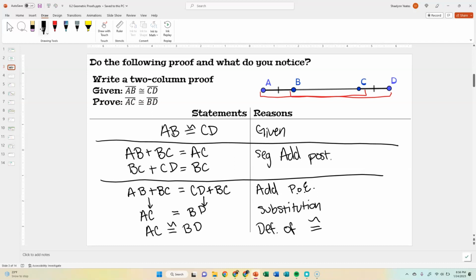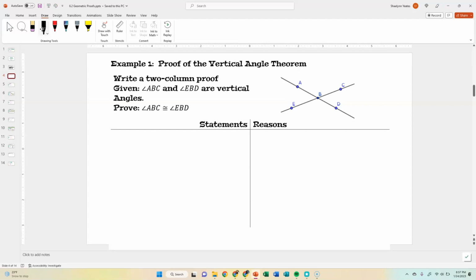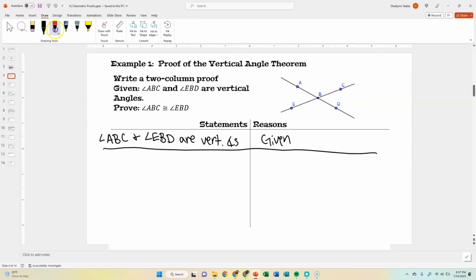All right. So let's go to this next proof. We're going to do this one together, and then you guys are going to do a ton by yourself, and then we'll do one more together. So the proof of vertical angle theorem. The first thing, I can always start with my given, is that angle ABC and angle EBD are vertical angles. And the reason is given. Now that doesn't actually give me a lot of information, not yet anyway. After we prove this, knowing that they're vertical angles will give me quite a bit of information, and it'll be very exciting.